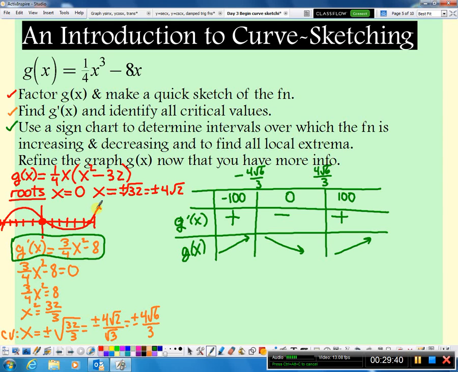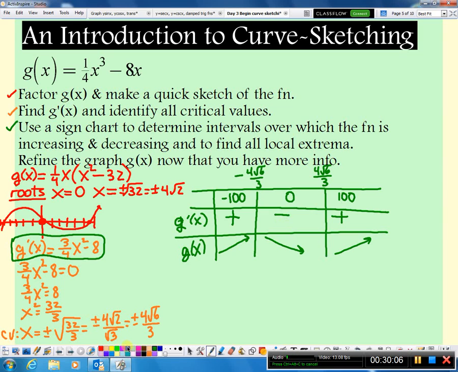So I can see here that g of x increases on negative infinity to negative 4 square root 6 over 3 union 4 square root 6 over 3 to infinity. G of x decreases between the negative and positive 4 square root 6 over 3. So generally, if you've showed the arrows correctly on the T-chart or the sign chart, I don't make you write all that out again. Now, the local extrema.